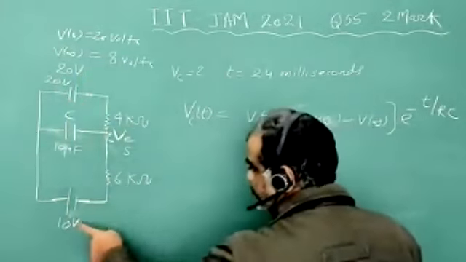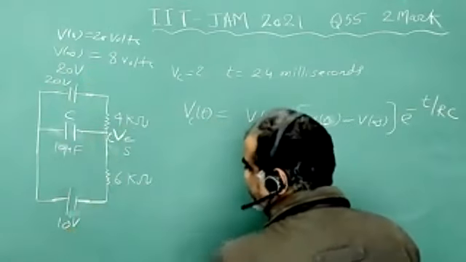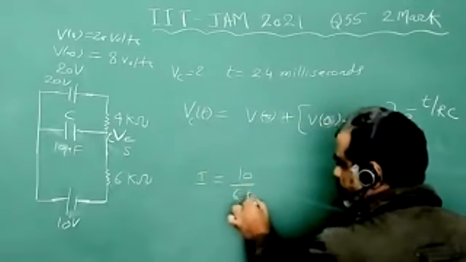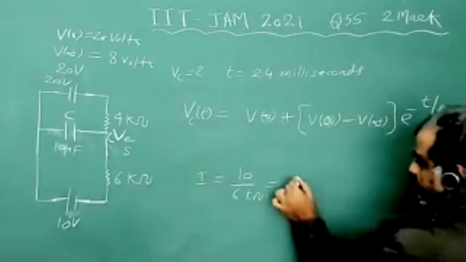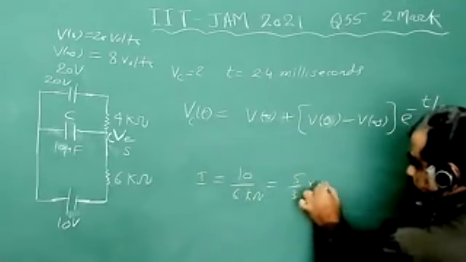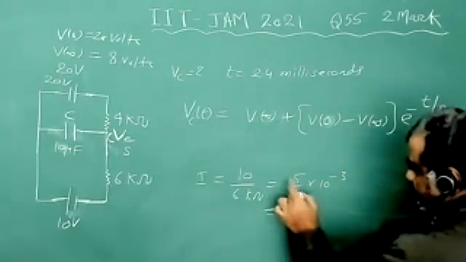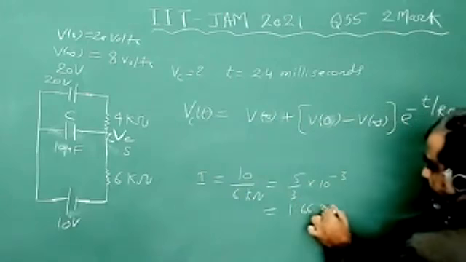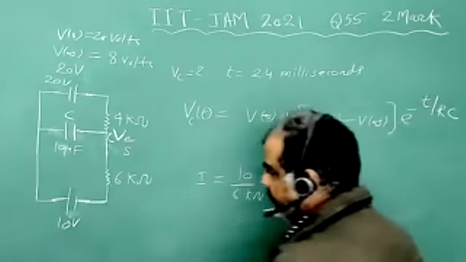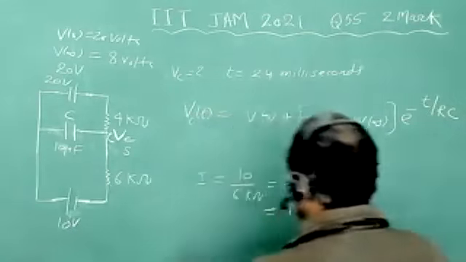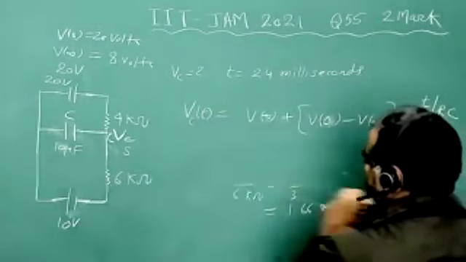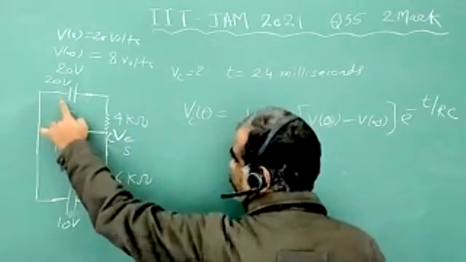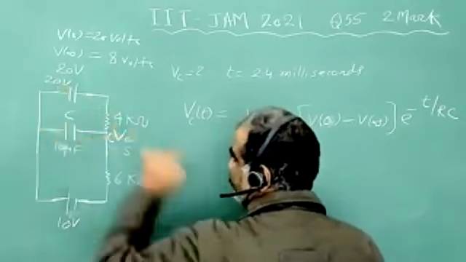I will convert this voltage source into a current source. This is voltage 10, so the current value will be 10 upon 6 kilo ohm, which gives 5 by 3 into 10 raised to power minus 3, that is 1.66 milliampere. So now I can convert this battery into a current source of 1.66 milliampere. Similarly, I can convert this voltage into a current source of 20 divided by 4, which is 5 milliampere.